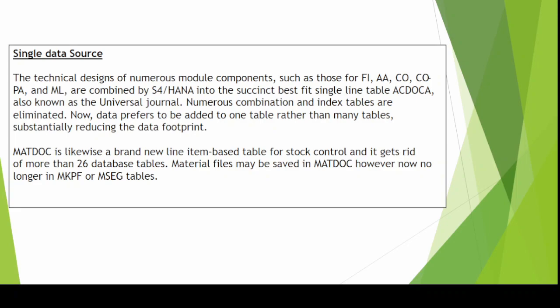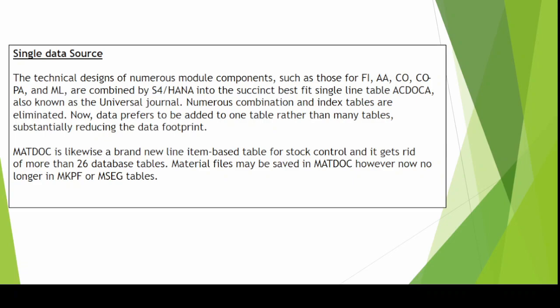First of all, single data source. In S4 HANA, numerous module components such as FI, AA, CO, PA and ML are combined by S4 HANA into a single best-fit line table, ACDOCA. It means that SAP combines all the main components related to FI, CO and ML into a single line database table called ACDOCA, also known as the universal journal.